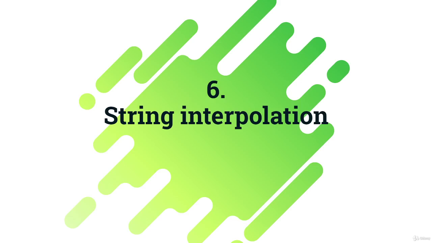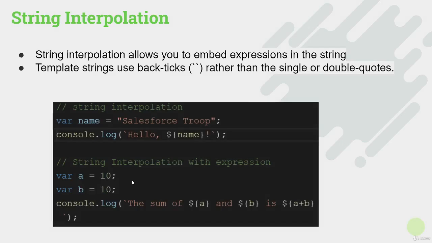In this video, we'll talk about string interpolation. String interpolation allows you to embed an expression in the string. Expression means the JavaScript to execute in the string. Template strings use backticks. Till now we have seen single quotes and double quotes. Now this is the third type of quotation, that is the backtick. So for string interpolation we use backticks.